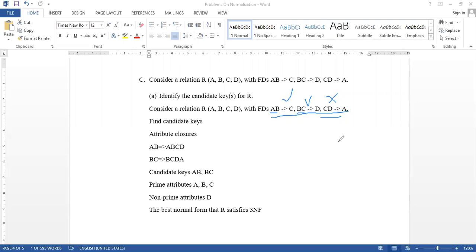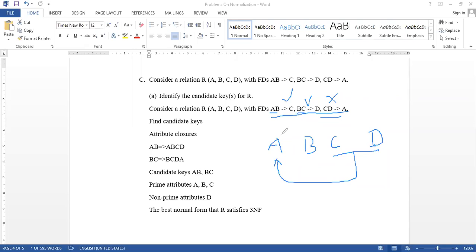It is violating BCNF, right? Now we have to convert this into what? BCNF, right? So now write all the attributes A, B, C, D. Where is the violation? CD combinedly determines what? A. So it is violating BCNF, right? Now keep C, D, A in a separate table.